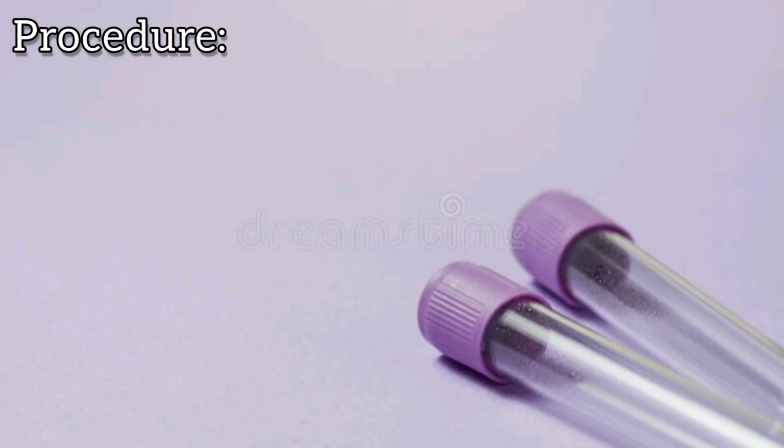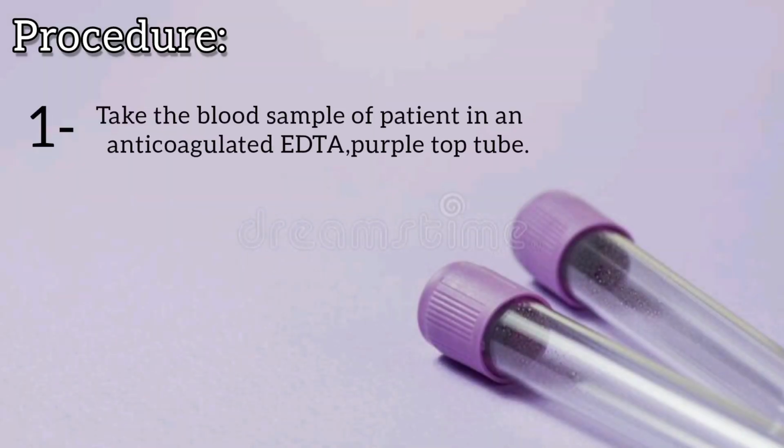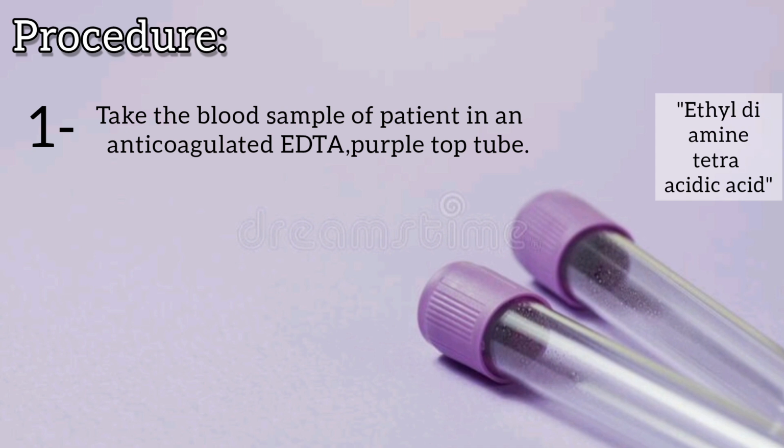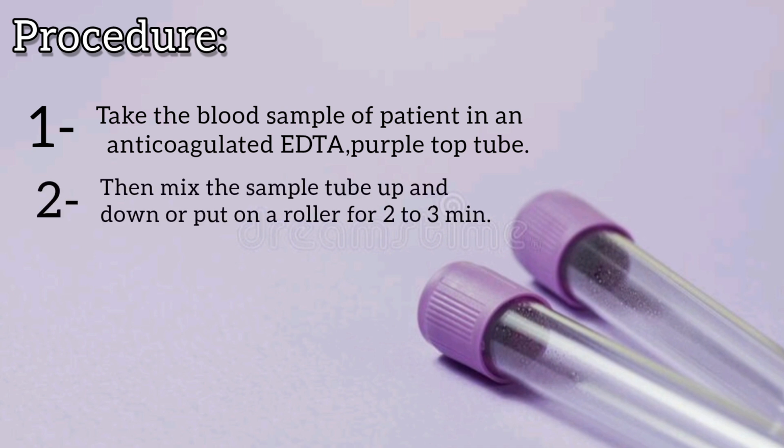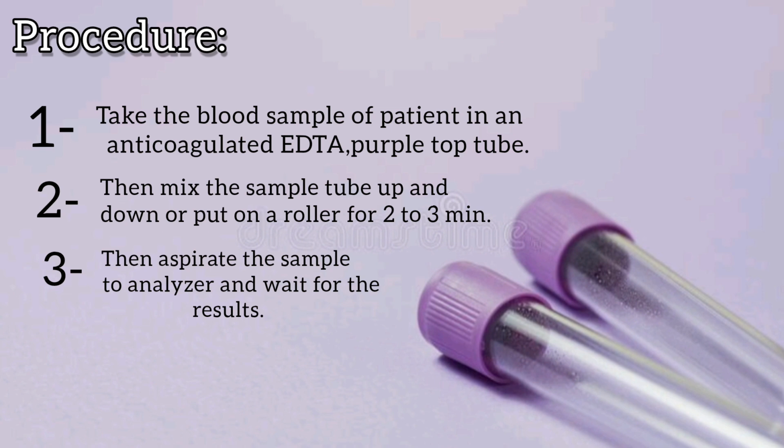Now let's talk about its procedure. Take the blood sample of the patient in an anticoagulated EDTA purple top tube. EDTA is an anticoagulant, ethylenediaminetetraacetic acid. Then mix the sample tube up and down or put it on a roller for 2 to 3 minutes. Then aspirate the sample into the analyzer and wait for the results.